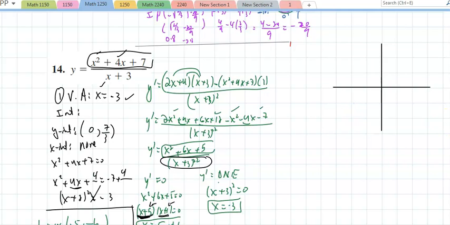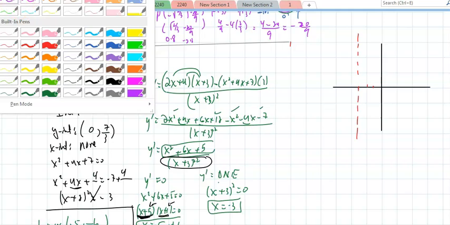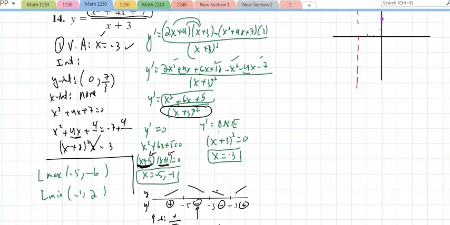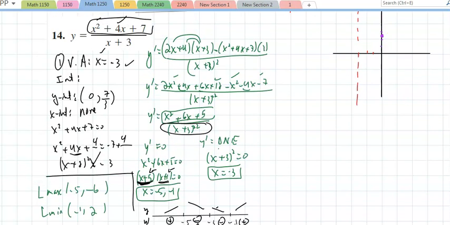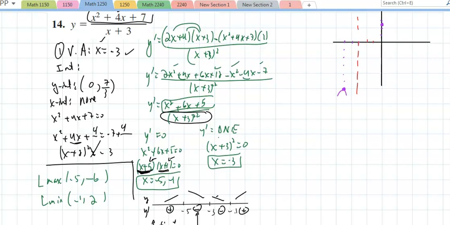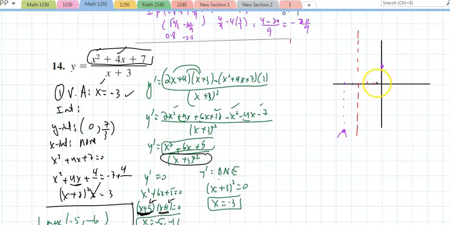I have a vertical asymptote at negative 3. I have an intercept. The graph must cross through its intercepts, and I just figured out that we have no x-intercept. We have a maximum at negative 5, negative 6. Maximums look like this. And we have a minimum at negative 1, 2. A minimum looks like this.